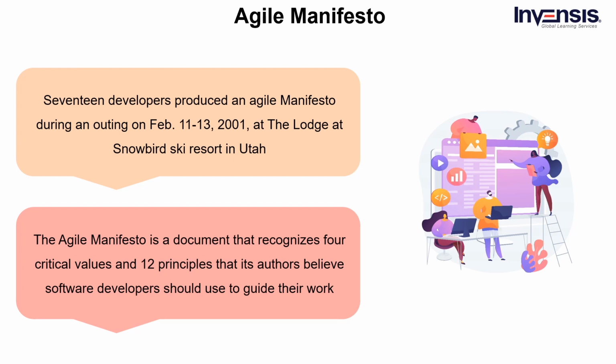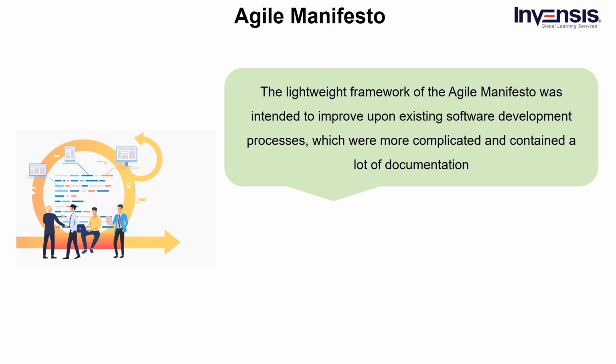Officially referred to as the Manifesto for Agile Software Development, the guide aims to provide an effective model for teams to adopt the philosophy of Agile project management and use it to enhance their work process. The lightweight framework of the Agile Manifesto was intended to improve upon existing software development processes, which were more complicated and contained a lot of documentation. The founders wanted to accelerate these processes and create more efficient working models for teams.